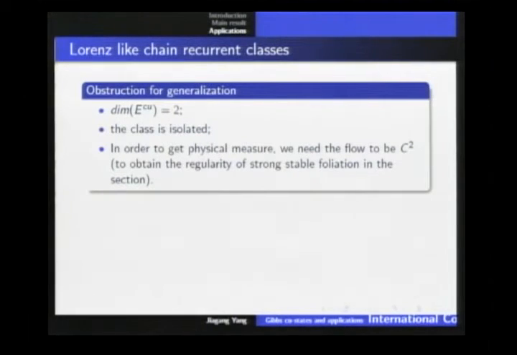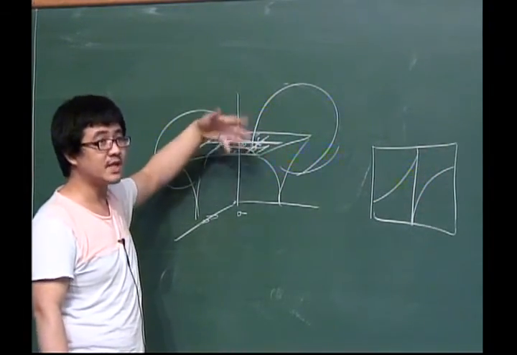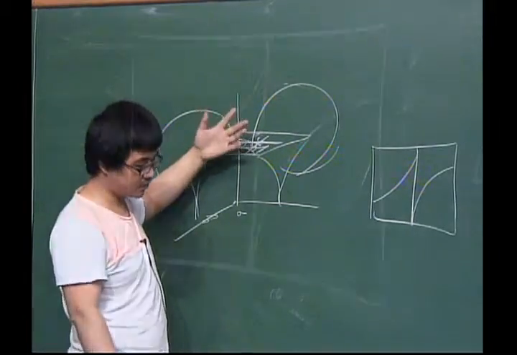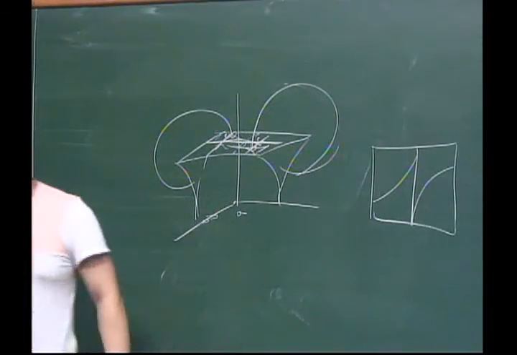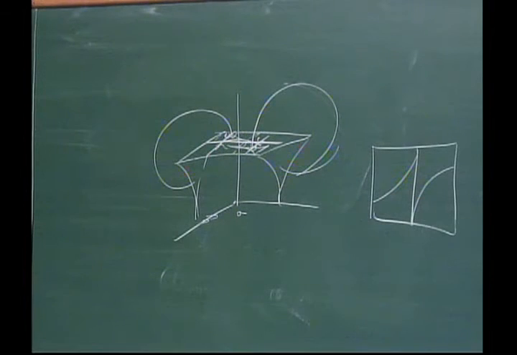And in order to get a physical measure, we need the flow to be C2. Why do we need C2? It's a problem like this. We need this map to be C1 plus alpha. If this map is C1 plus alpha, we need the stable foliation to be good enough, and if we want it to be good enough, we need the map to be C2. Even for the C1 plus alpha Lorenz attractor, up to now we don't know if there is a physical measure or not. It would be a little strange, going from C2 to C1 plus alpha, the standard argument cannot work here. Anyway, it's true. I will give a proof, but by the standard argument we don't know, because the holonomy is bad.